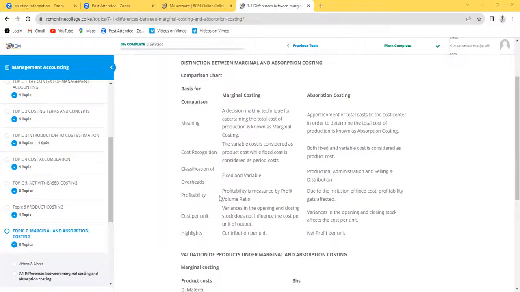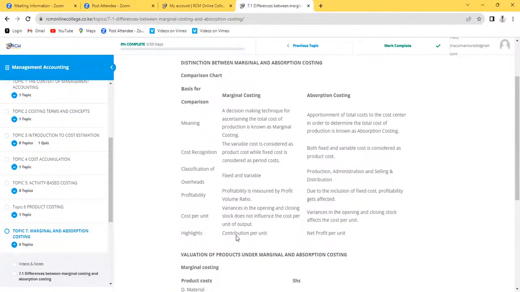Okay, then you now come to this part here, cost per unit. Here, stock does not influence the cost per unit of output, that is marginal. Then here, variances in the opening and closing stock affect the cost per unit. The variances here in the opening and closing stock occur due to the differences in the absorption rate. We have over and under absorption.